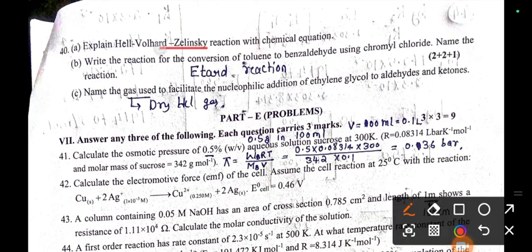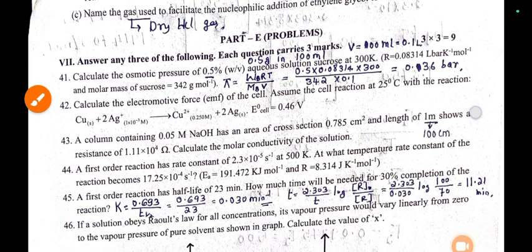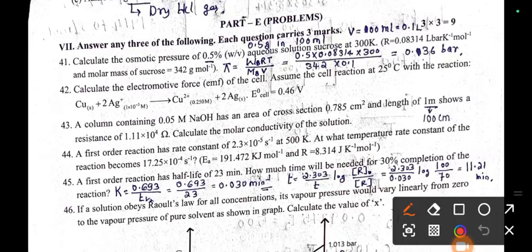40th question, Hell-Volhard-Zelinsky (HVZ) reaction is very easy. B is Etard reaction, you need to write, and the gas that helps in nucleophilic addition of ethylene glycol to aldehyde or ketone is dry HCl gas. Numerical part, 41, to calculate osmotic pressure, this is a formula. 0.5% mass by volume is given, so mass of the solute is 0.5 gram, volume is 100 ml, we need to convert into liter, 0.1 liter, just substitute the values, and the answer is 0.36 bar.